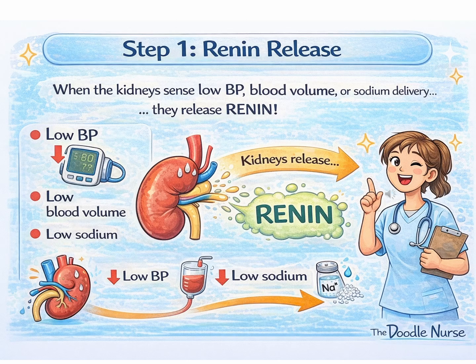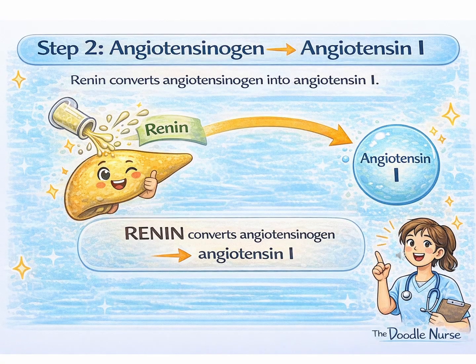So, the first step, it starts in the kidneys. When the kidney senses low perfusion, it releases an enzyme called renin. So renin's job is to kick off the whole RAAS cascade. Then renin acts on angiotensinogen, which comes from the liver, and converts it into angiotensin 1. At this point, angiotensin 1 doesn't do much. It's really just setting the stage for what comes next.